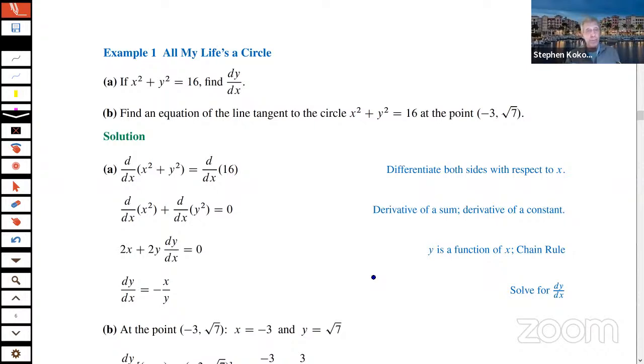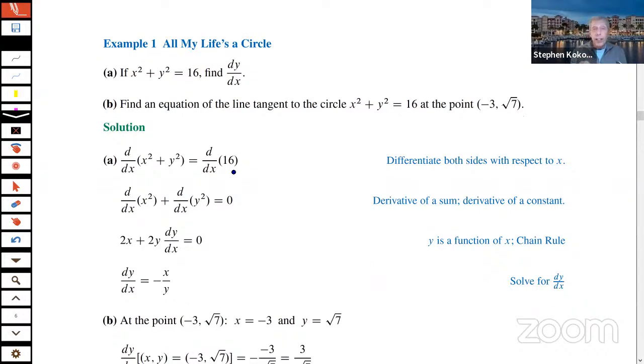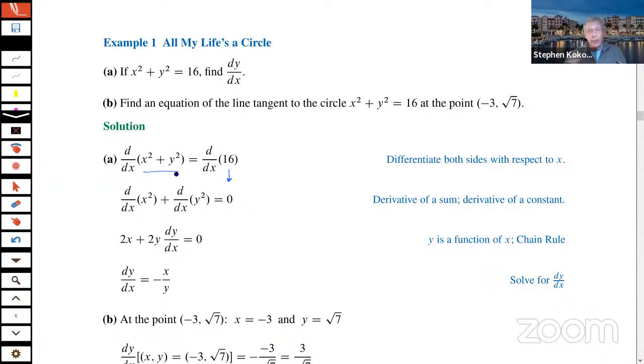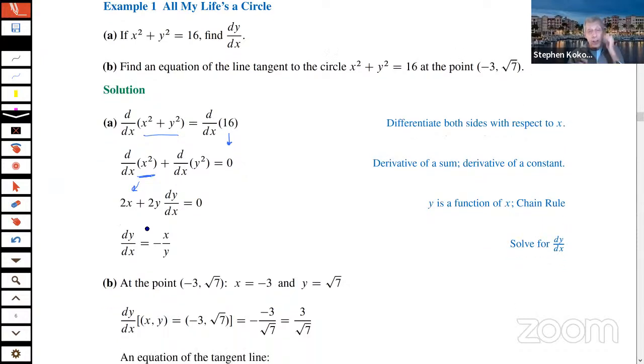Good. Okay. So I start out in part A. I have to take the derivative of both sides. Derivative of 16 is easy. Derivative of a constant with respect to x, that's 0. How do I take the derivative of a sum? Well, the derivative of a sum is the sum of the derivatives. Here we go. I take the derivative of this expression. That's just 2x. Take the derivative of y squared. We think of y as a function of x. So we use the power rule first. 2 times y to the first power times the derivative of the inner function, dy dx.